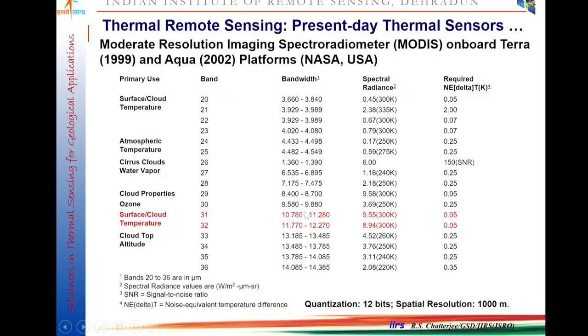And there are bands here also. See, from 3.5 to 5 micrometer, there are also a number of spectral bands, but they are used for different purposes. For surface temperature, we can use 20, 21, even 22, 23. These bands we can use. And 31, 32 essentially we can use in the thermal remote sensing range. But here the spatial resolution is 1 kilometer.